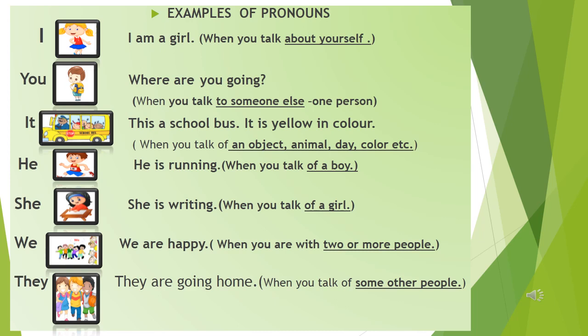You are talking of other children. You are not with these children, but you are talking of somebody else. But when you are also included and you talk of yourself along with your friends, then you use the pronoun we. But when you are talking of some other children, then you use the pronoun they.